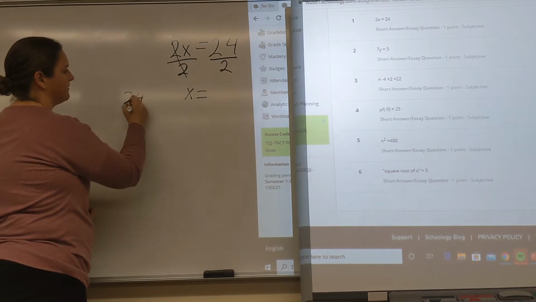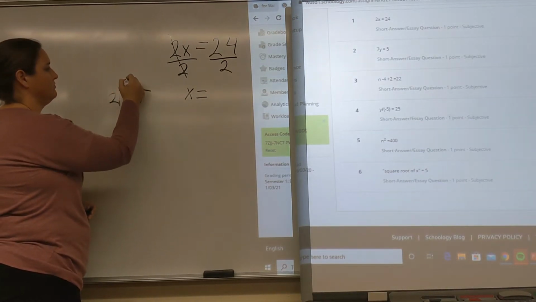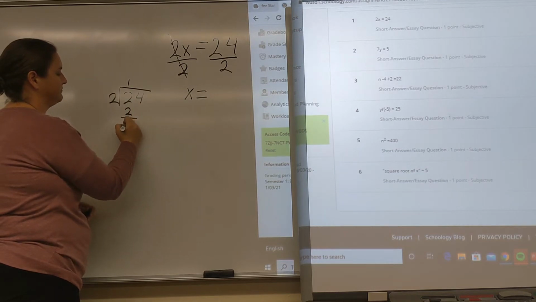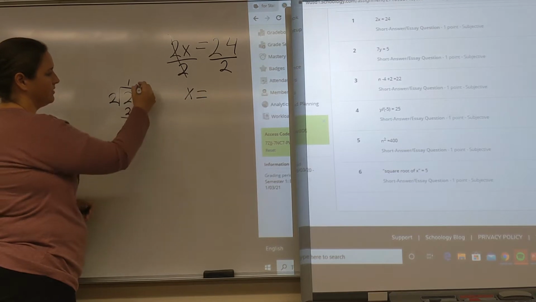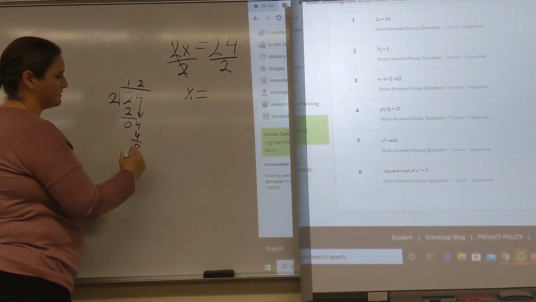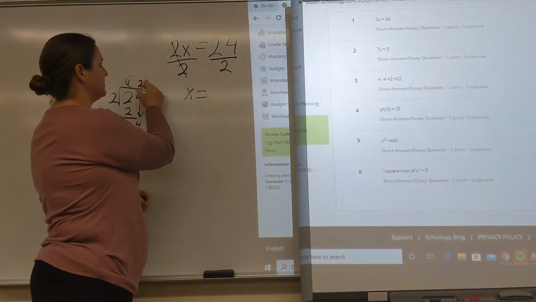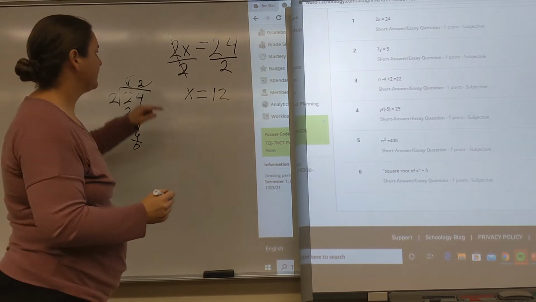If you don't know it off the top of your head, 2 goes into 2 once. 0, we bring down our 4. 2 goes into 4 twice. 2 times 2 is 4, gives us 0. So our answer is 12. Now remember that we check this.